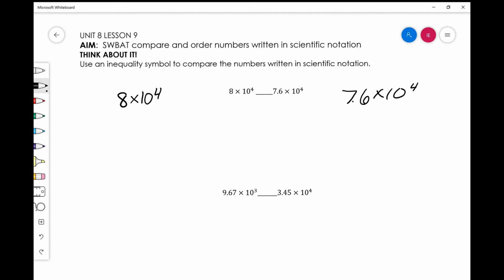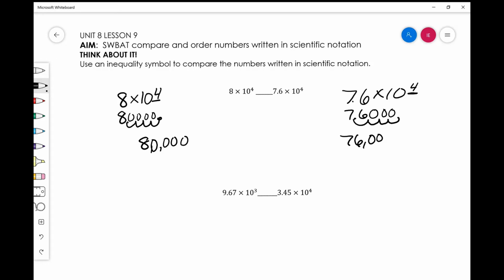Well, let's just first turn our numbers into standard form. I know I have 8, and we need to move our decimal place over 4 spaces. I'm left with 80,000. Over here on the right, I have 7.6, and again, I'm going to move my decimal place over 4 spaces. I'm left with 76,000. When we're comparing those two numbers, it's obvious that 80,000 is bigger than 76,000. So we can use a greater than symbol.